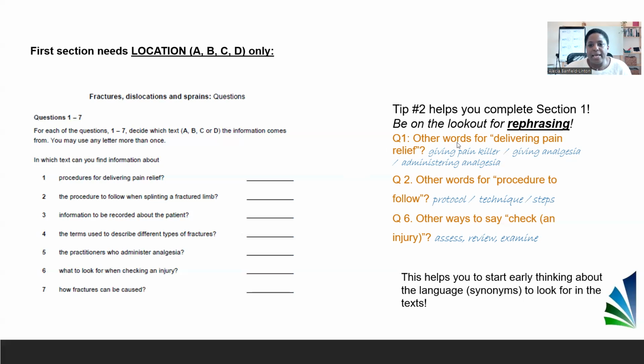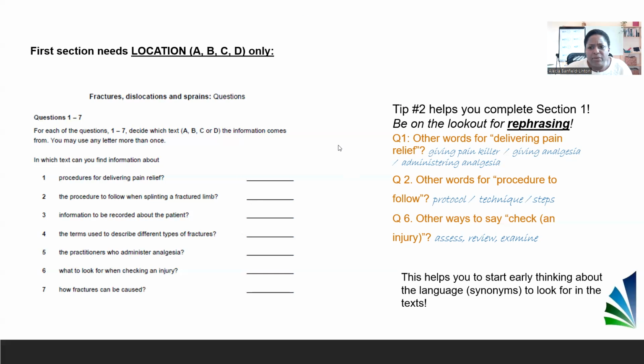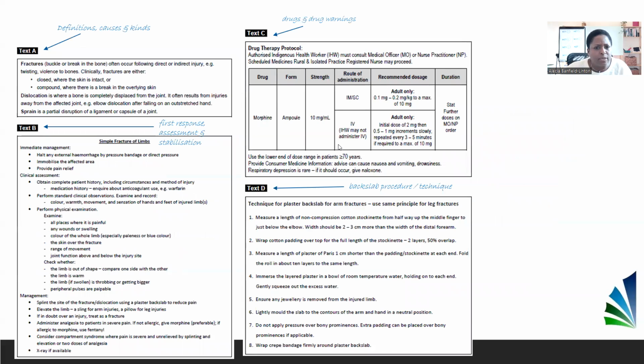Where would I find then for question 1? Where would I find information about procedures for delivering pain relief? And I've got all these different things in my head. And when I go to the text here, what am I looking for? Pain relief, where do they talk about pain relief, painkillers, analgesia? Well, I know they talk about it in part C. I also know that they talk about it in part B. Okay, because management down here also has analgesia.